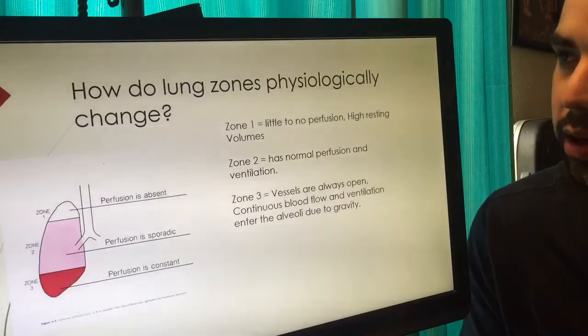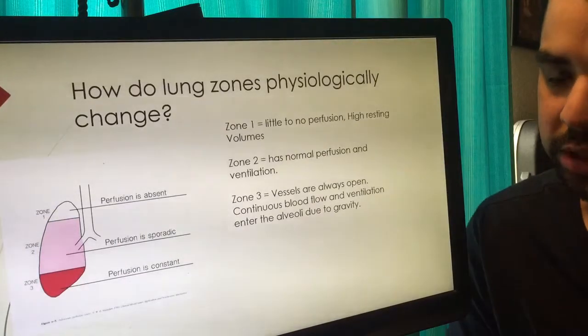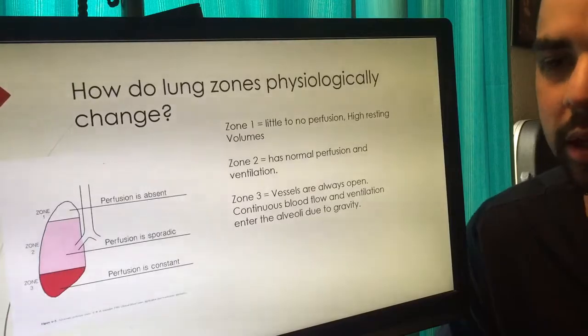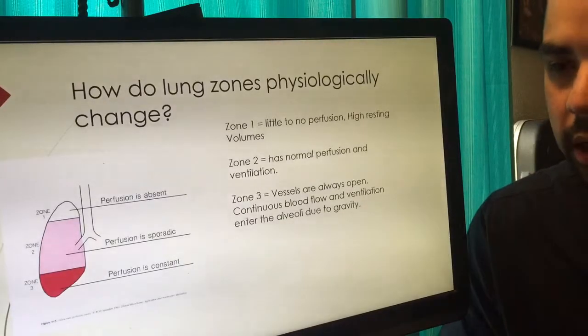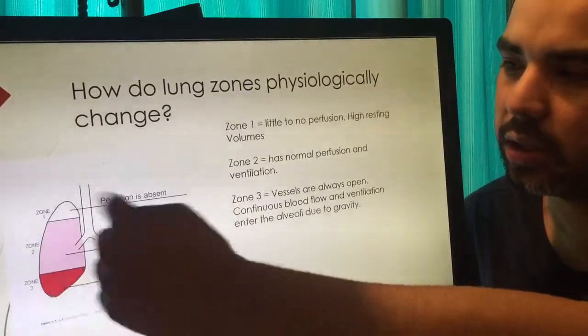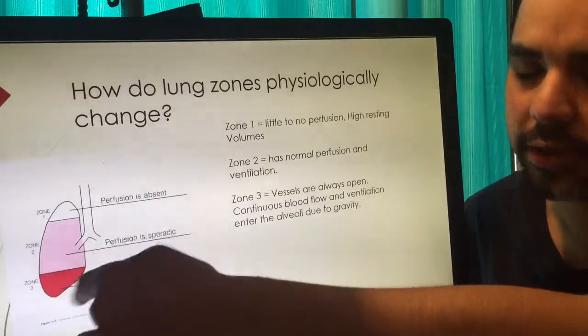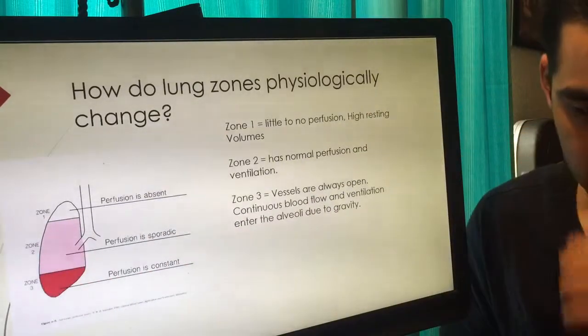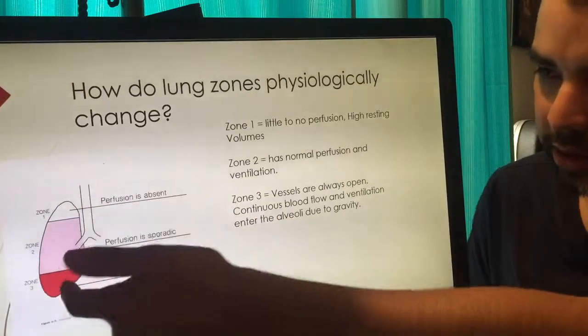Also, all zones could be created and equally distributing blood if someone was just exercising, like if they're running. Their normal cardiac output is just going to give blood flow throughout all the zones. So they're going to have equally distributed lung volumes until the person stops and breathes, and then the zones are created again.